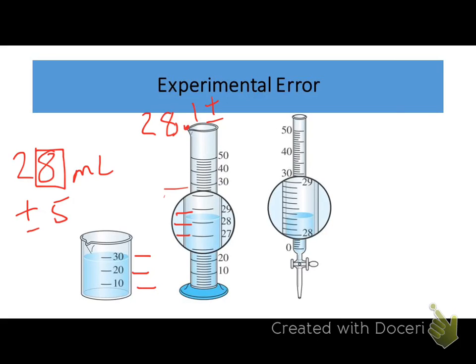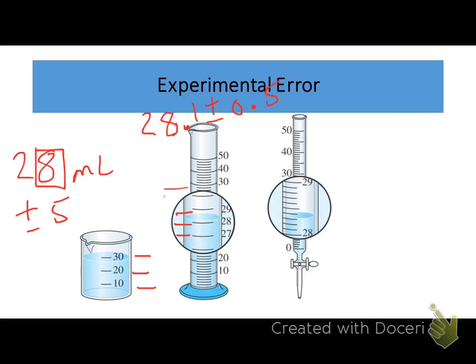Again, since the smallest hash mark is going up by ones, half of 1 is 0.5. So that means my uncertainty, or my random error, is 0.5. So as you can see here, using a graduated cylinder, what happened to the random error compared to the beaker? My random error in the beaker was plus or minus 5, and for the graduated cylinder it's plus or minus 0.5. So the graduated cylinder is more precise, and therefore it has less random error.